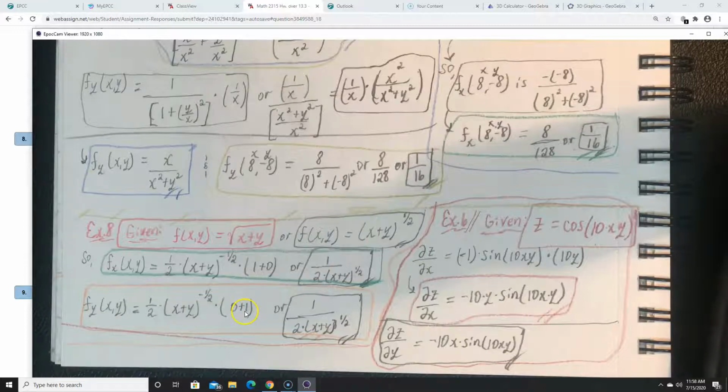There's the plus 1. Clean this up. 0 plus 1 is 1 again, 1 times 1/2 is 1/2. Move this base expression because the exponent's negative, and it moves underneath, and it becomes x plus y to the positive 1/2. And this turns out to be the partial derivative of this function f. It's the same partial derivative expression with respect to x and with respect to y.